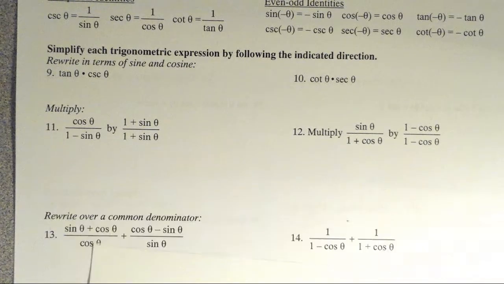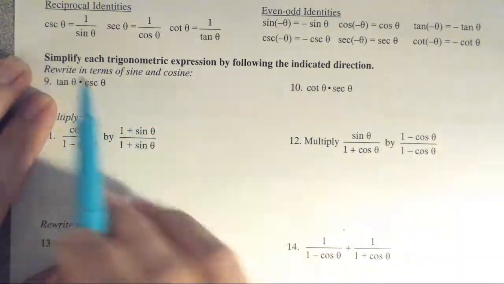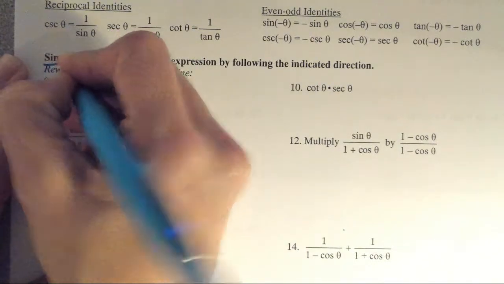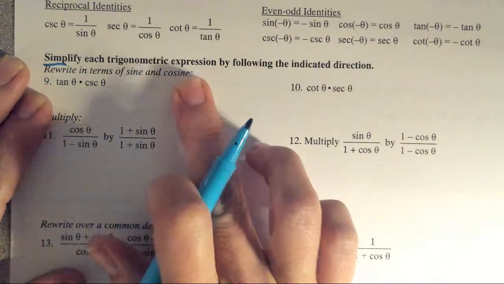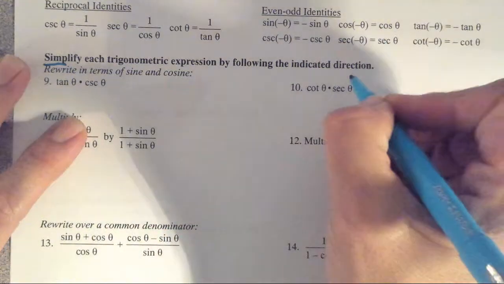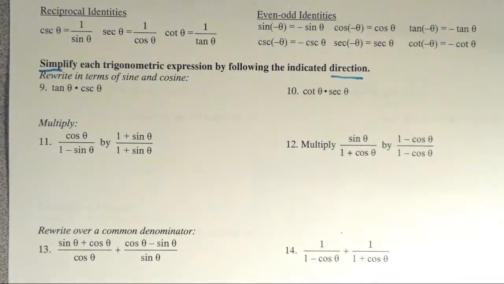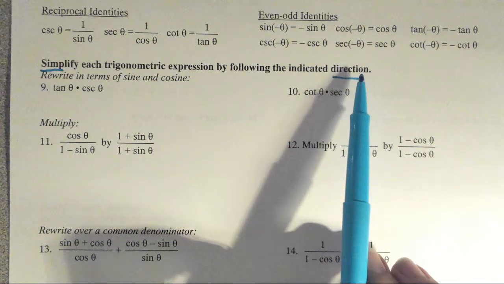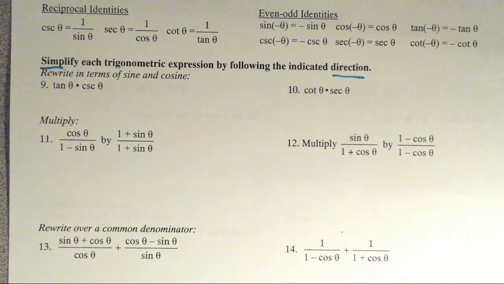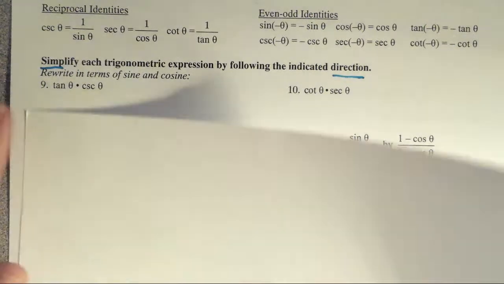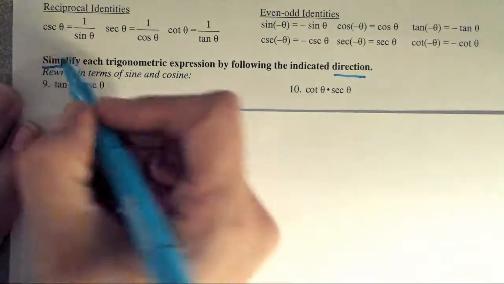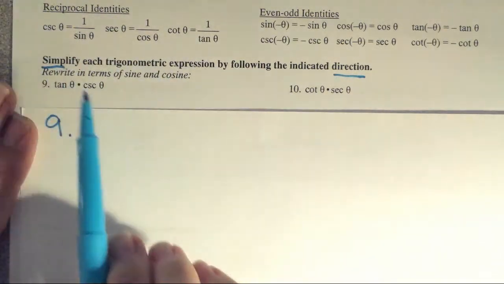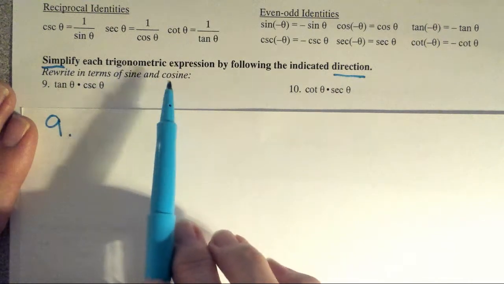So the directions for this whole front page are very simple. It says you're going to simplify each trigonometric expression by following the indicated directions. So no matter what you feel like doing, the first thing you do is you follow the directions and then you simplify. That's the key. So number 9. Number 9 says to rewrite in terms of sine and cosine.